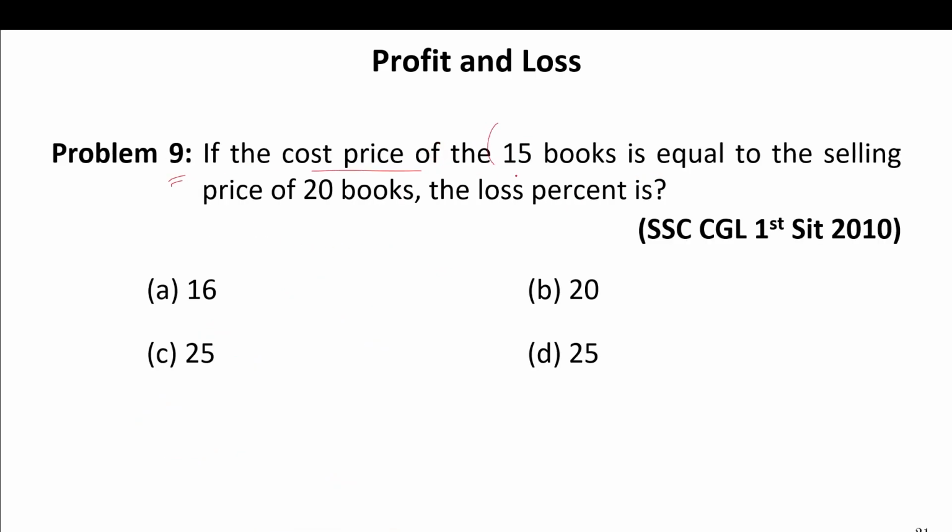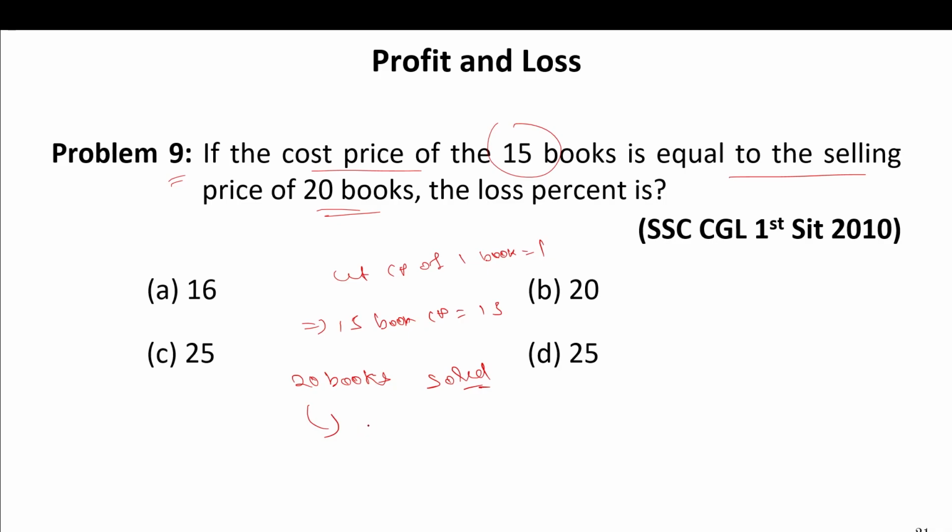So if the cost price of 15 books is equal to the selling price of 20 books, so let the CP of one book be equal to 1. So this implies that for 15 books, CP is equal to 15, right? But it is equal to the selling price of 20 books. So 20 books sold. So this implies that the cost price would have been 20. So how much is the loss? So 5 rupees loss, because 20 minus 15 is equal to 5. Right. So 5 is the loss amount.